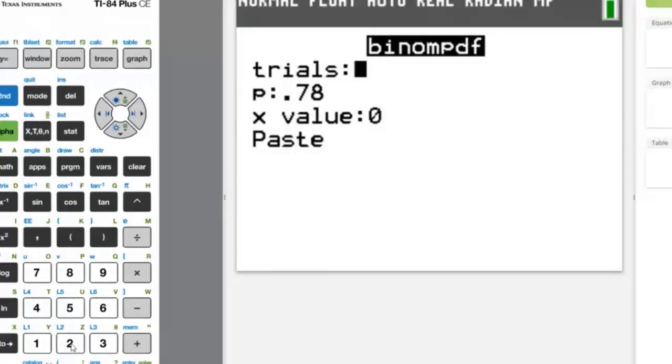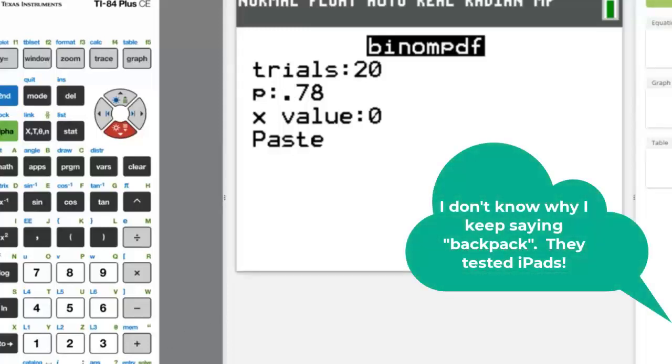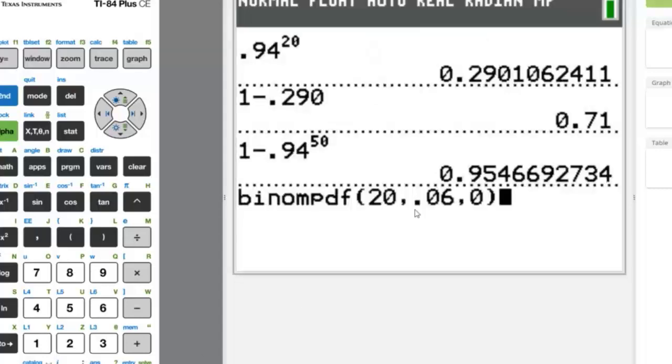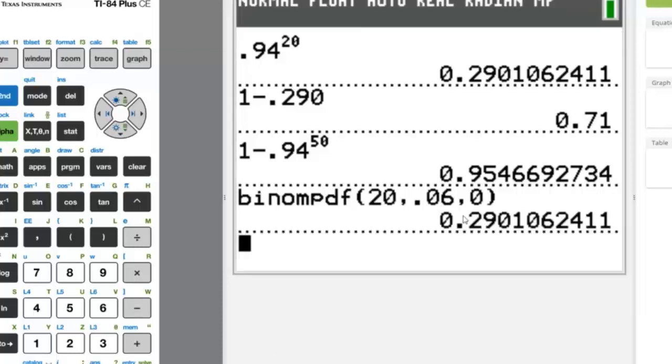And I can say, okay, we're going to test 20 backpacks. The chances that this backpack was damaged in a bag or backpack is 6%. This 0 here would mean what are the chances, or what's the probability that 0 out of those 20, so none of them? That's going to let me calculate none of them. And when it pastes, it's going to look differently. It's going to take it to that home screen. It still has the numbers there. But notice that this result is exactly the same as that first result.